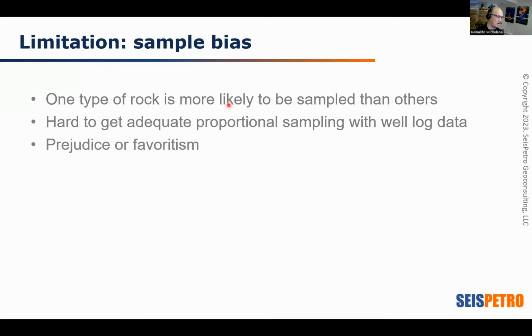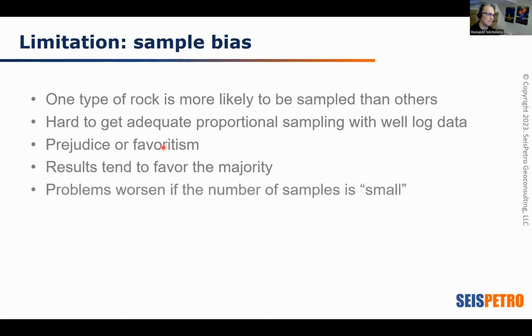In polling terms, that has two kinds of negative consequences for the polling results. One is called prejudice, and the other is called favoritism. The prejudice is because sometimes we avoid areas to drill, we don't drill them, or sometimes we on purpose want to drill some areas. Those two biases will impact the results negatively, and those results will tend to favor the majority. Of course, if we have small samples, all these problems will worsen as the number of samples decreases.